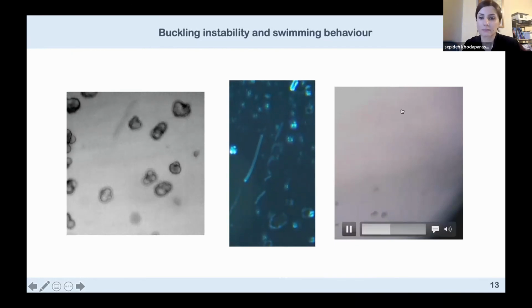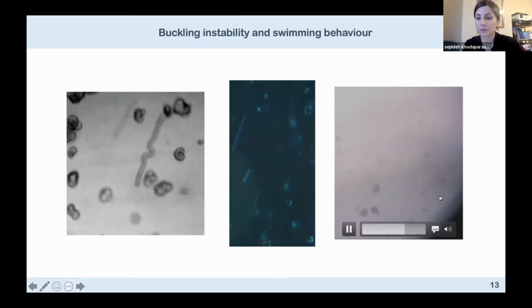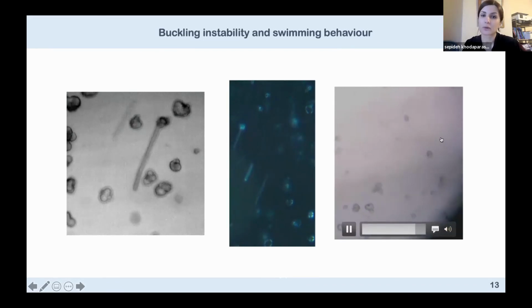changes its mind, takes a U-turn, and swims backward. Meanwhile, in the solution, you see tiny myelins in other locations that show similar kinds of swimming behavior.